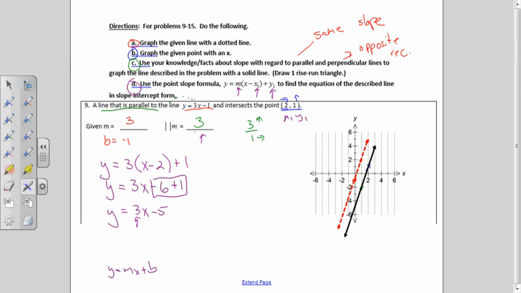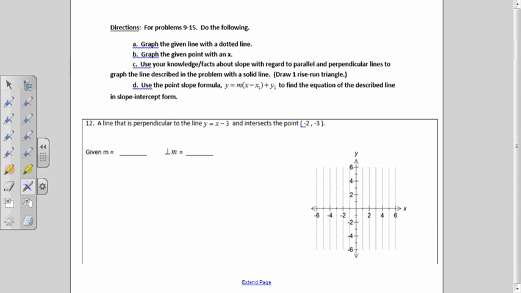Okay? So I'll do one more example that involves a perpendicular line. So I'll use the same color coding. It says graph the given line with a dotted line, and we read in number 12 here. It says a line that's perpendicular to the line y equals x minus 3. So this is our given line, and intersects the point -2, -3. Well, my given slope is going to be 1, and my given y-intercept is going to be -3.